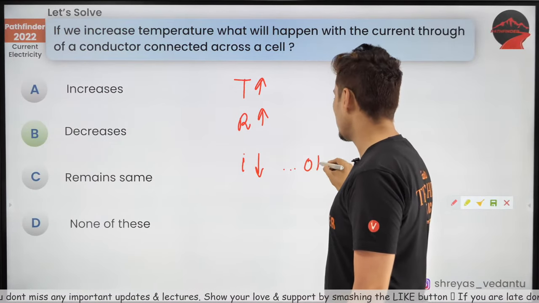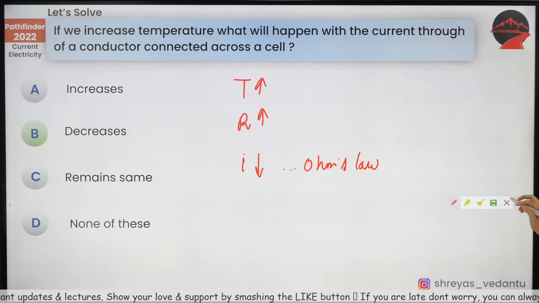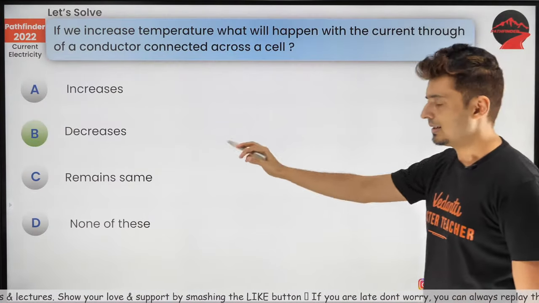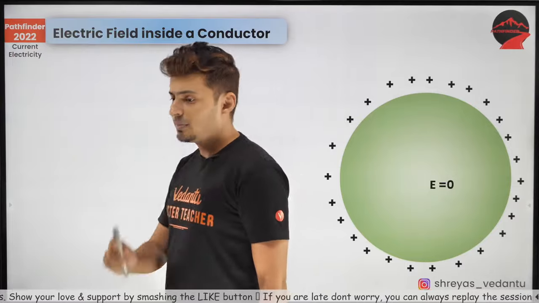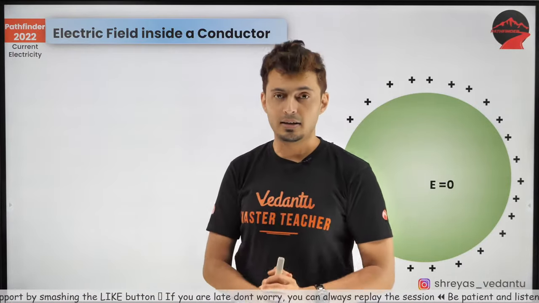This is via Ohm's law. Okay, very good. Beautiful. So that's the answer. Excellent. Current decreases, and that's the answer. Now the last part of today's topic, and that is nothing but field inside a conductor.